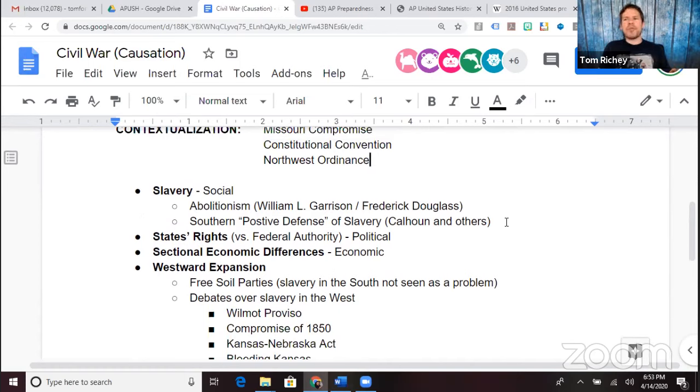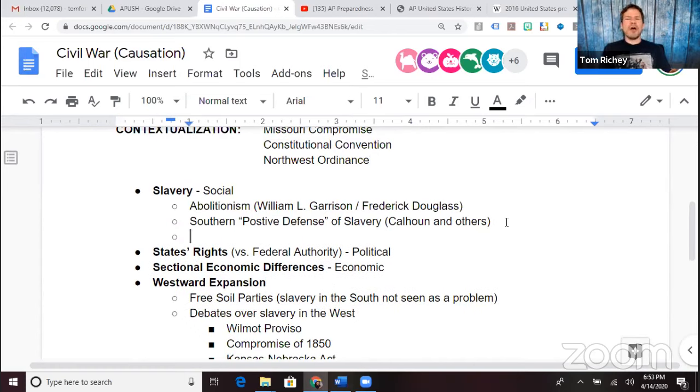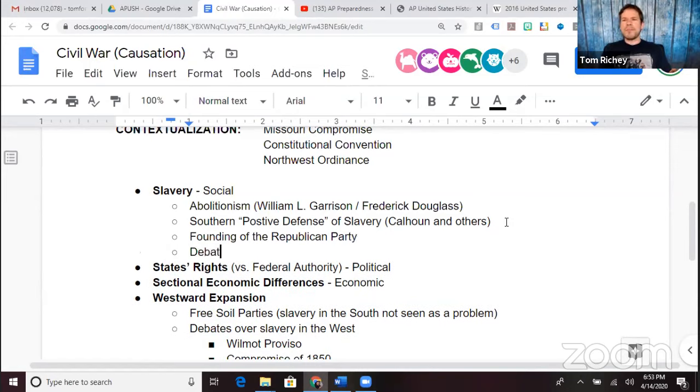We would see the abolitionist movement spreading. We could see the founding of the Republican Party, right? And then we see debates over the expansion of slavery into the West, which of course kind of goes here, see westward expansion.